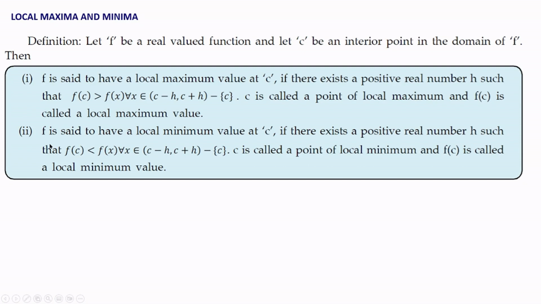And next, f is said to have a local minimum value at c if there exists a positive real number h such that f of c is less than f of x for all x belonging to the open interval (c minus h, c plus h) minus c, and c is called the point of local minimum and f of c is called a local minimum value.